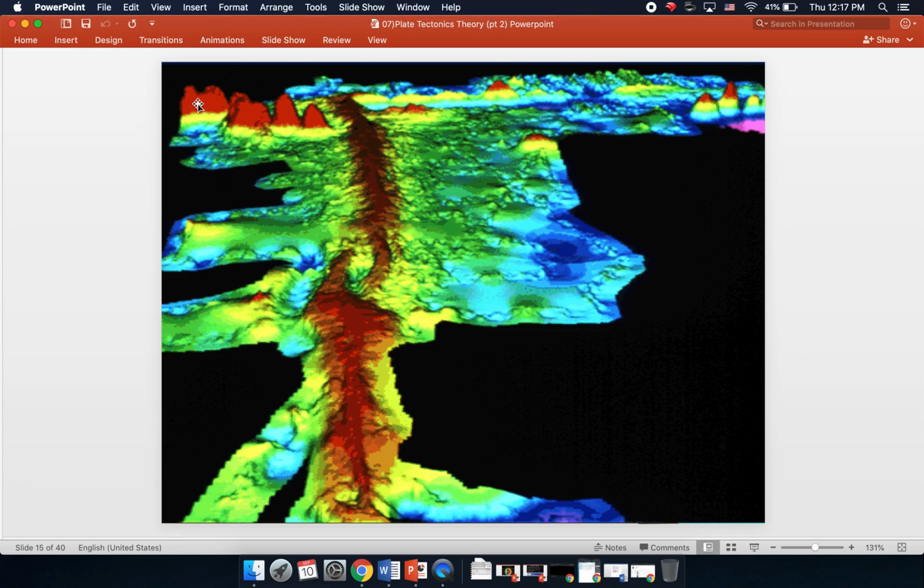We have a few other anomalies here, not right on the ridge but close to it. These here are underwater volcanoes. So these are spots where magma is also able to escape through the oceanic crust, and it builds up into these massive volcanoes on the ocean floor.